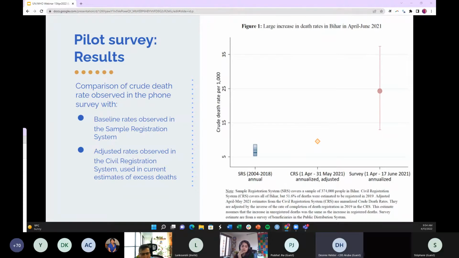So all in all, we basically observed an annualized crude death rate of 24.3 deaths per 1,000 during the second surge of the pandemic in Bihar.